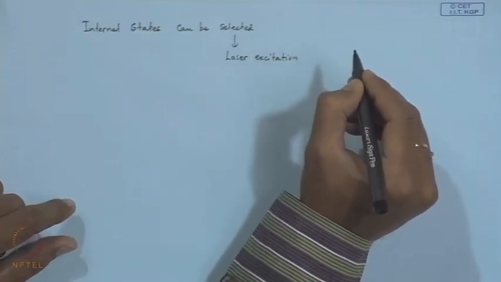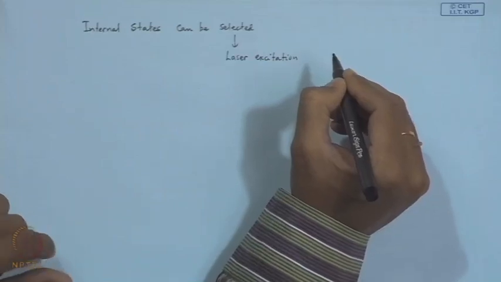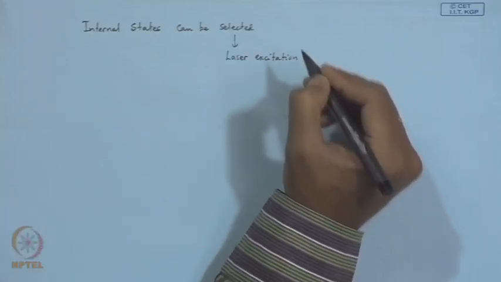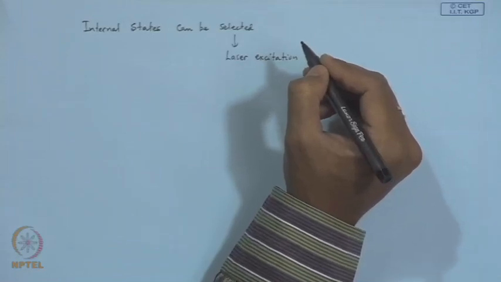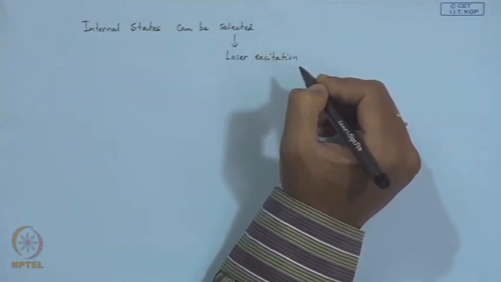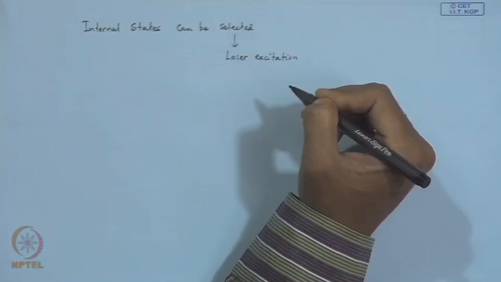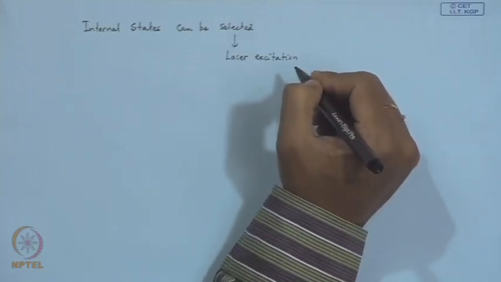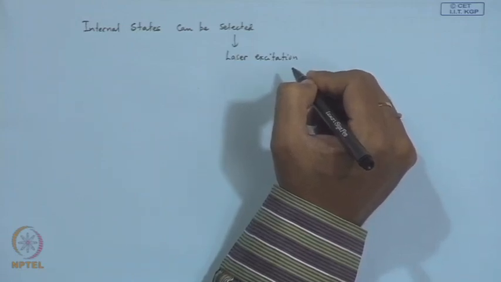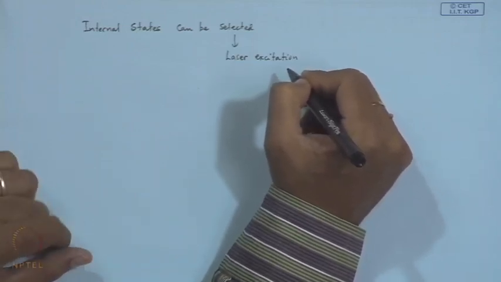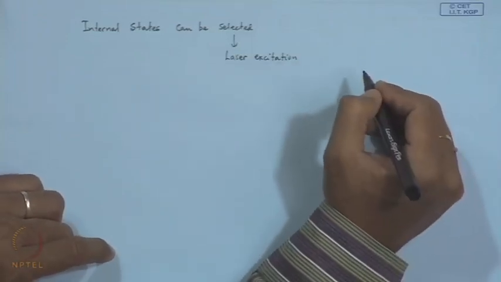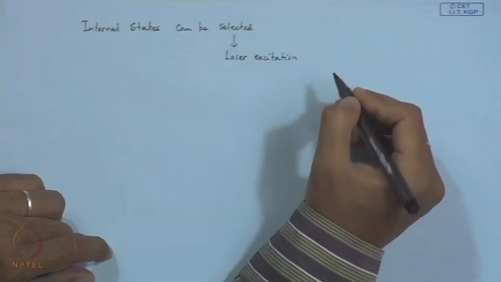High number density, that is, high population density of the excited species, is sometimes difficult in crossed molecular beam experiments. Although we can select, depending on laser intensity and also frequency, it is possible that internal states can be selected by using laser excitation.